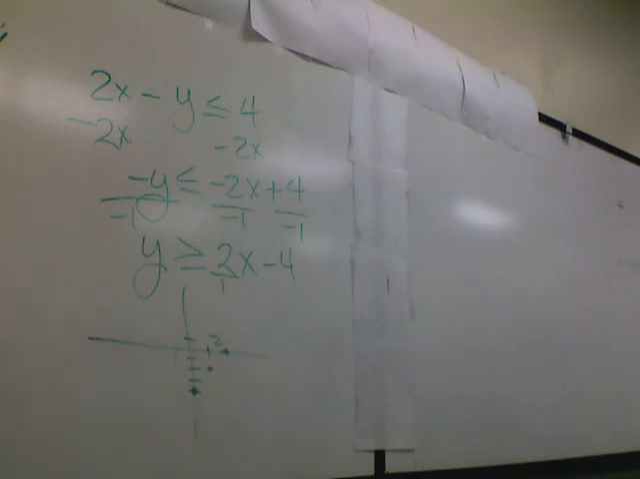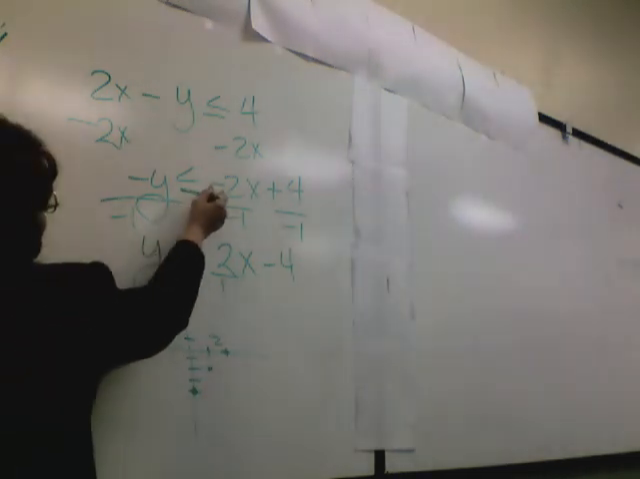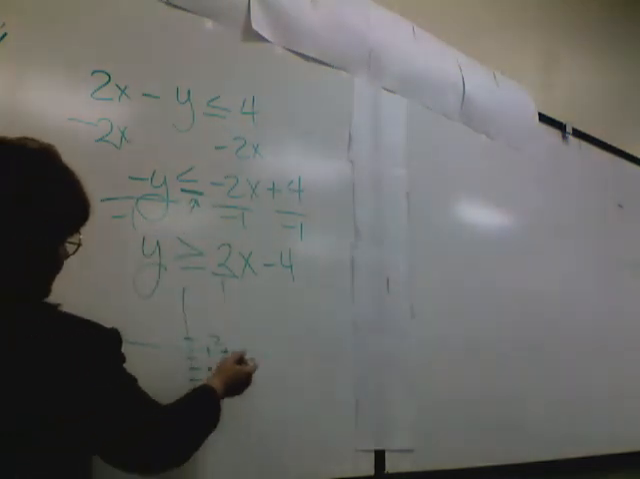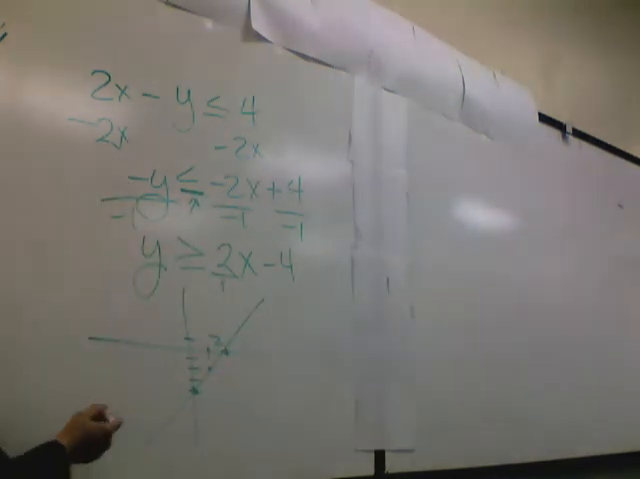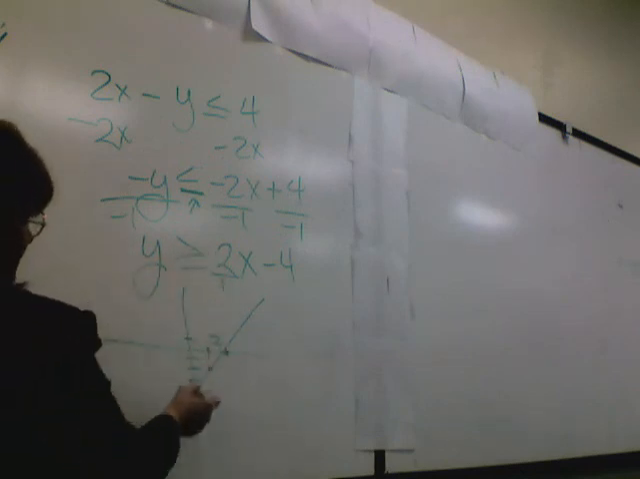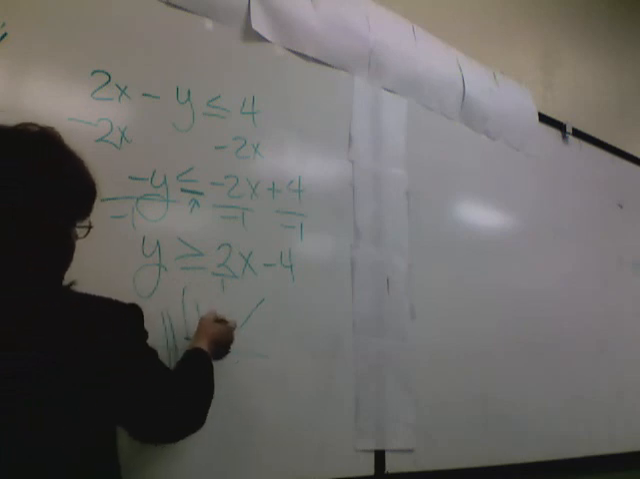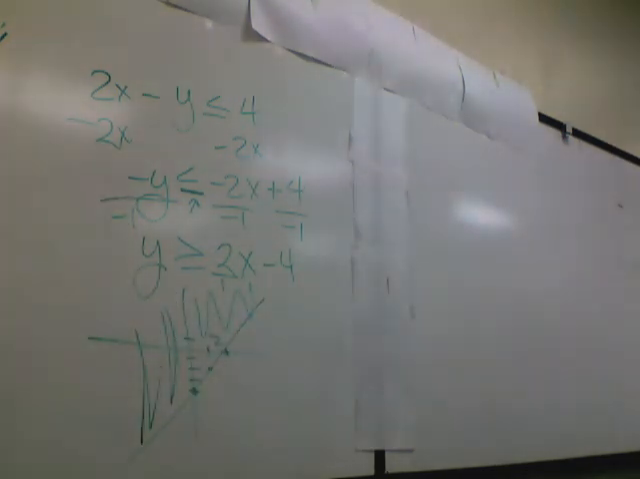Are we going to have a solid line or a dotted line? Solid line. Yeah, we have an equals right there. Are we going to sketch above or below it? Above, because it's greater. We're going to color in above it.